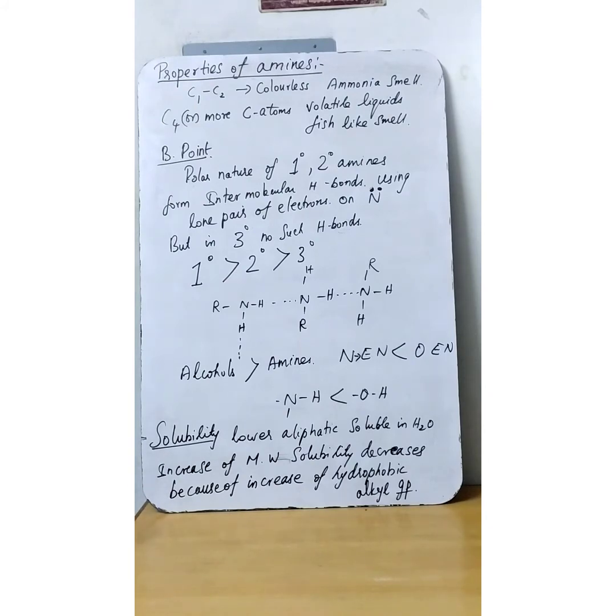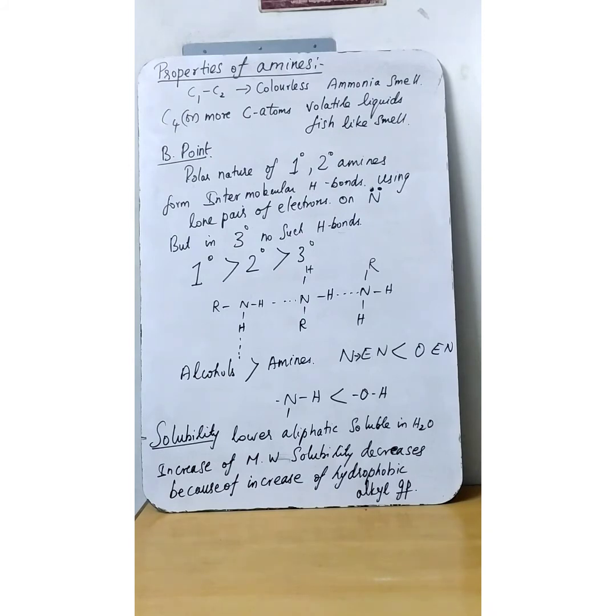Comparing the boiling points of primary, secondary and tertiary amines, primary amines have a higher boiling point than secondary, and secondary higher than tertiary. But compared to alcohols, amino compounds have a lower boiling point.